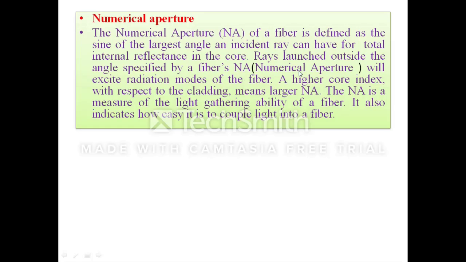So here the light launched outside this angle specified by the fiber's NA will excite the radiation mode. If the angle of the incident ray is greater than the angle specified by the numerical aperture, then that ray goes into the cladding and outside the optical fiber. That means the ray does not undergo total internal multiple reflection. So that is nothing but the radiation mode, excitation of the radiation mode of the optical fiber.